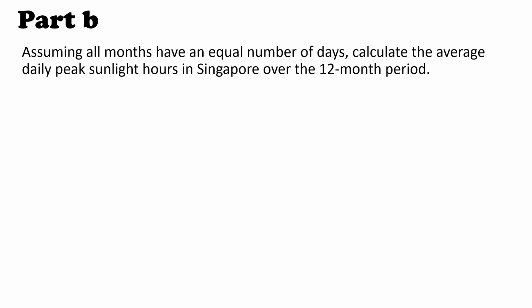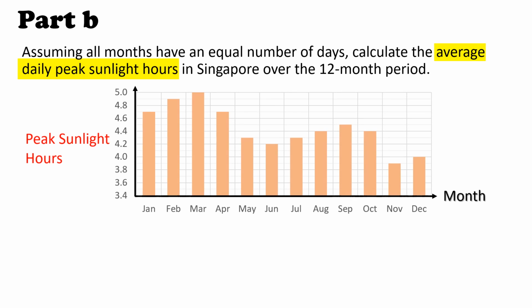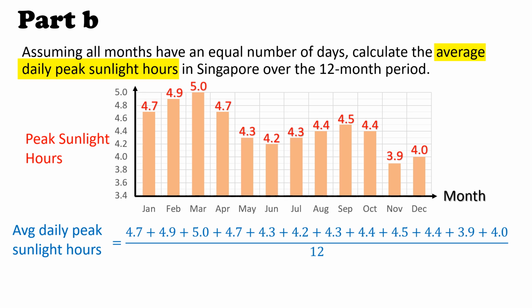So in part B, this question wants the average peak sunlight hours, so we can refer to the peak sunlight hours graph. And first, we're going to record the monthly averages across all the 12 months in the year. Next, we are told to assume that all months have an equal number of days. So instead of taking a weighted average, we can just take the typical average. So we'll just add up all these averages together and divide it by the 12 months.